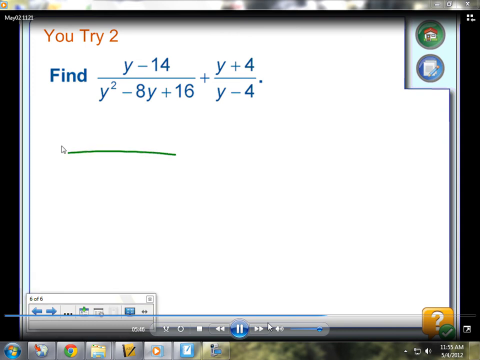So again, we're going to start by factoring the left-hand rational expression, the bottom here. We'll make our two factors. And what are the factors of 16 that add up to be negative 8? It'd be negative 4 and negative 4. So y minus 4 and y minus 4 are our two factors.